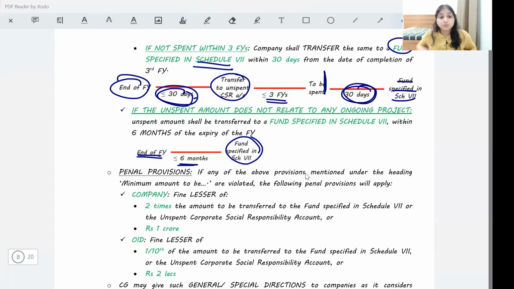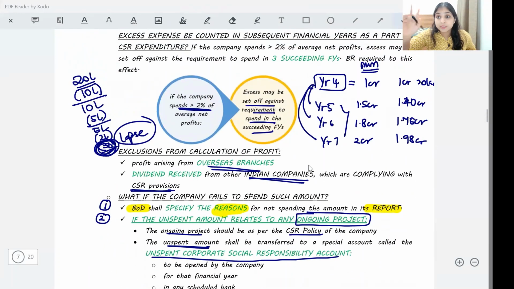Okay, so this is my third implication. In case my company does not spend that 2% number on CSR, what to do? Thing number 1, board of directors will have to disclose about this in the board report. Thing number 2, in case it is because of an ongoing project, then we have to put that money into the unspent CSR account in a scheduled bank within 30 days from the end of the year. Use it within 3 years.